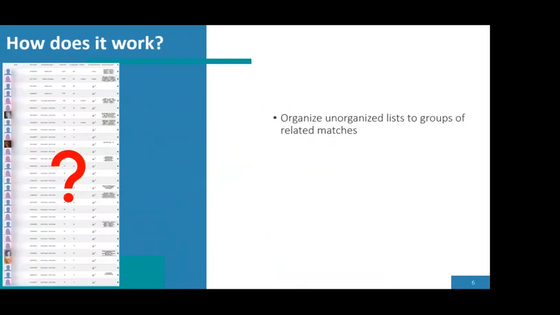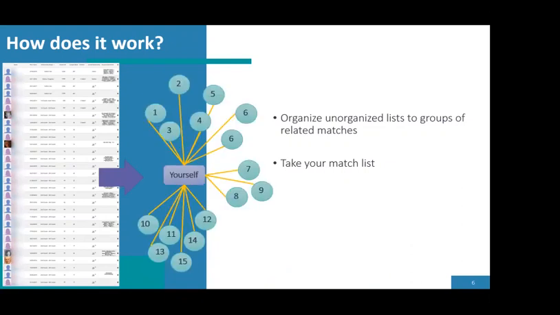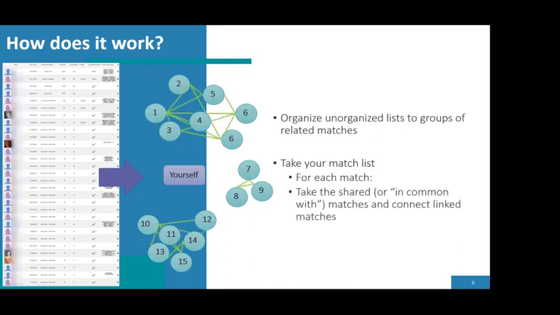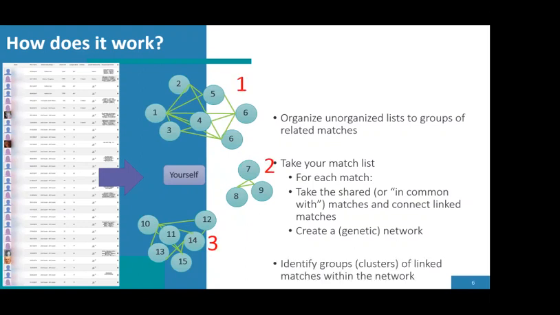How does the tool work? Like I said, clustering is a process where you organize an unorganized list of DNA matches into groups of related matches. For instance, at the left side, we have our Family Tree DNA match list, which is ordered based on the genetic relatedness for every match. So your top matches are in the top section. To cluster this data, we first examine all matches of interest. We take this DNA match list and for every single match, find its shared matches. We thereby construct a genetic network. And we use this network to identify groups or clusters of linked matches. Now we have the DNA matches that are grouped together, and these groups are called clusters.